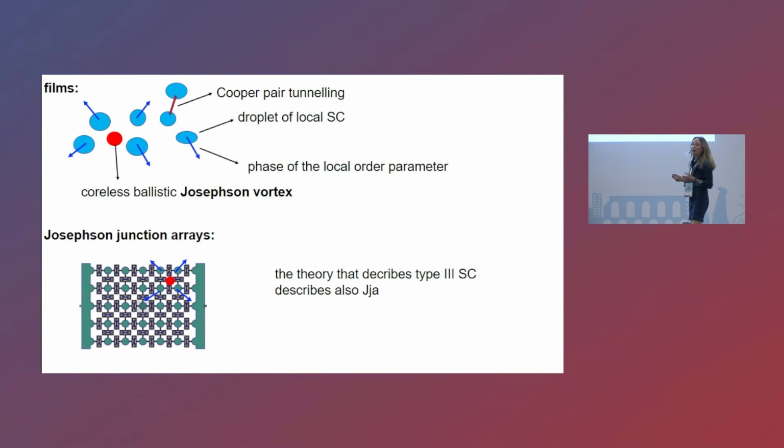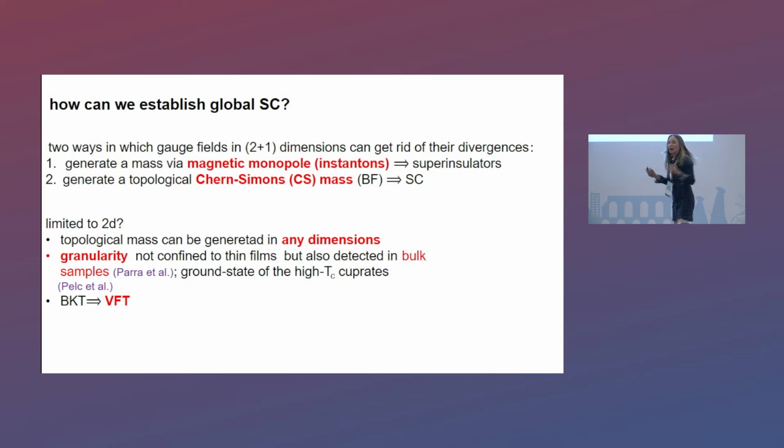In fact, the theory that describes this type of superconducting system is the same that also describes Josephson junction arrays. Now, I told you my system breaks into droplets, and I have to have a mechanism that gives me global superconductivity. To have global superconductivity, I have to have a mechanism that screens my electromagnetic field, so I have to have a mechanism of mass generation.